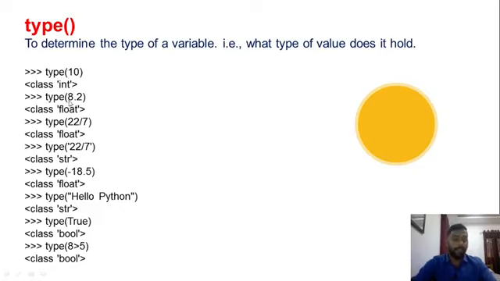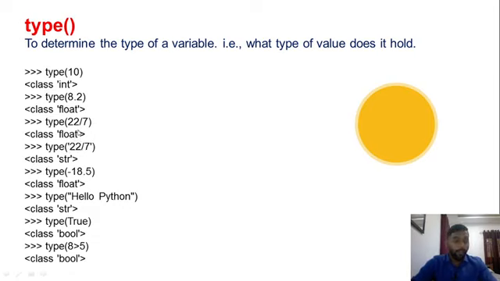Then the second one, type of 8.2. 8.2 is of course a floating point value, so it shows class float. It belongs to the class float. Then type of 22 by 7. Of course, the result is a floating point value, so it shows class float. Then you can see type of 22 by 7 in quotes.